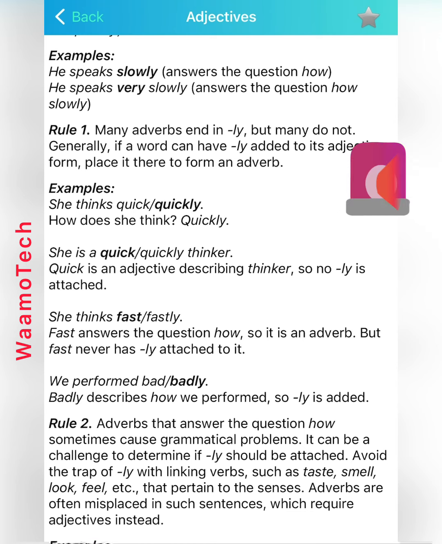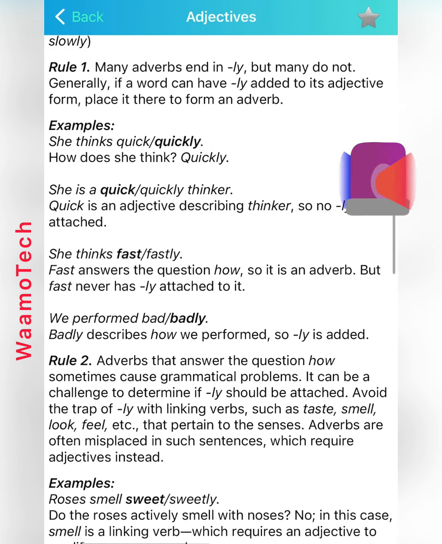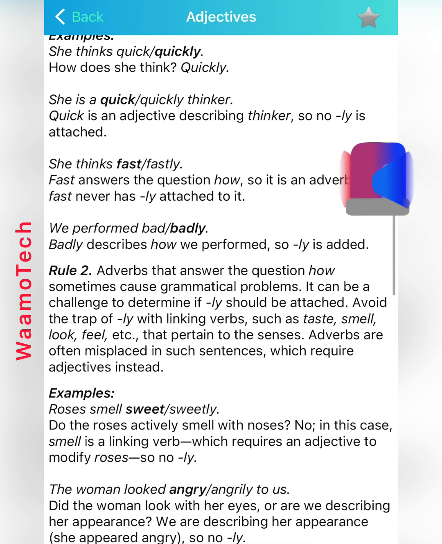Let's look at another example. We performed bad or badly. Badly describes how we performed, right? So ly is added. From these few examples, you'll understand that adverbs sometimes form by adding ly at the end and sometimes not. So that rule, I think, is now clear. Let's go to the next rule.